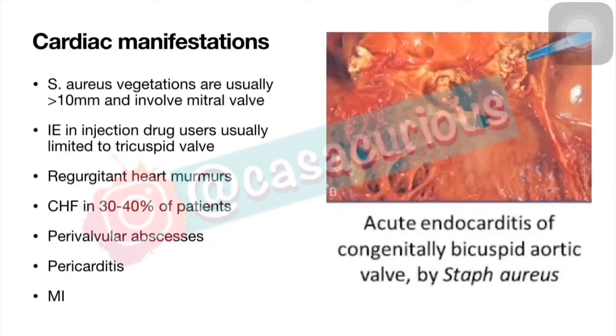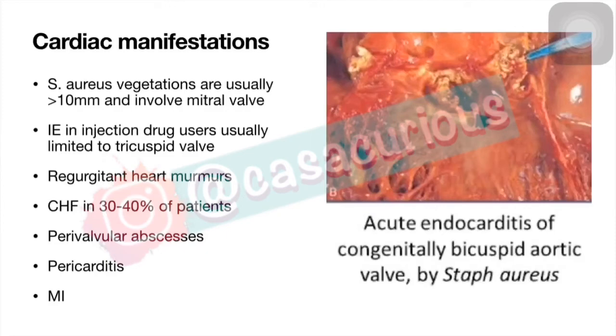Cardiac manifestations. Staphylococcus aureus vegetations are usually more than 10 mm in diameter and involve the mitral valve, whereas in injection drug users it is limited to the tricuspid valve. Heart murmurs, particularly new or worsened regurgitant murmurs, are ultimately heard in 85% of patients. Congestive heart failure develops in 30 to 40% of patients and is usually due to valvular dysfunction.